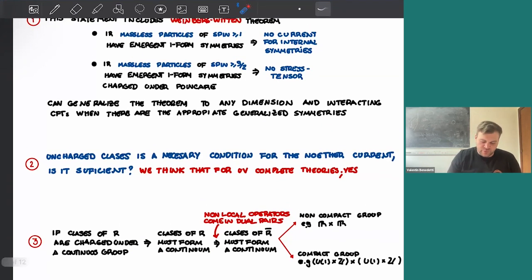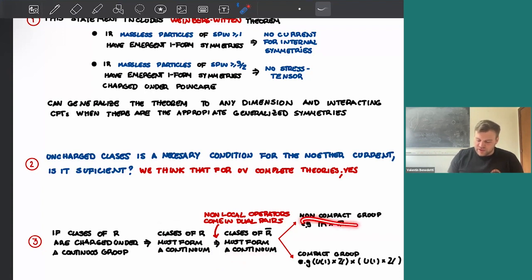And the last important point is that if the classes of some region R are charged under a continuous group, of course, we would not have a Noether current, but it also implies that because the group is continuous and the classes transform under the action of that continuous group point-like, then the classes of the region must form a continuum. And we know that non-local operators come in dual pairs. This is the proof I showed you before using von Neumann's double commutant theorem. Then also the classes of the complementary region must form a continuum.